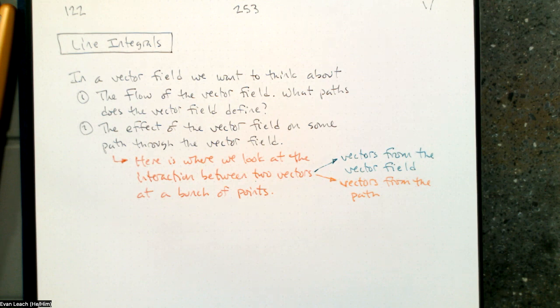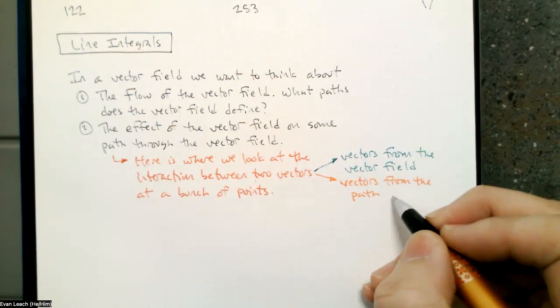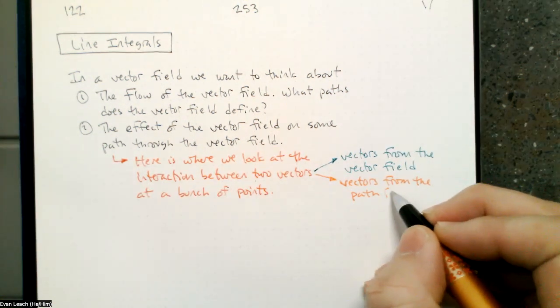So vectors from the vector field at a point, that's pretty clear. The vector field is defining a bunch of vectors. But what do we mean by vectors from the path? The path is a one-dimensional curve through two or three-dimensional space. And if you had guessed that we are going to look at the tangent along the path, then you are correct. That's where we're going to get vectors from the path. So these are vectors that are tangent to the path.